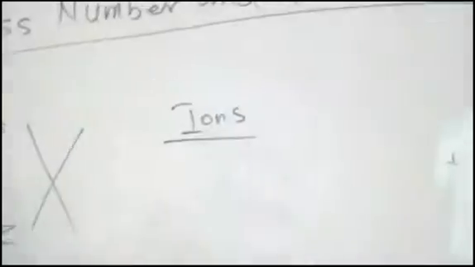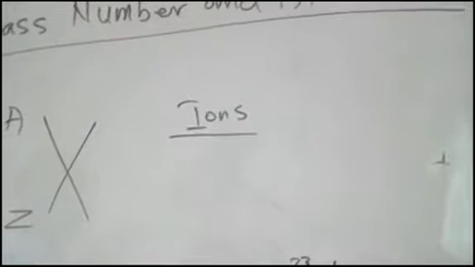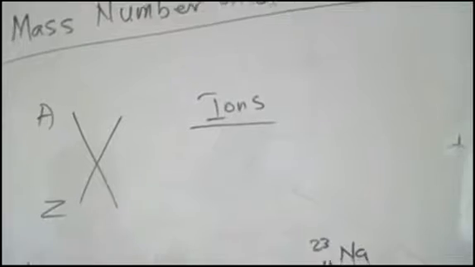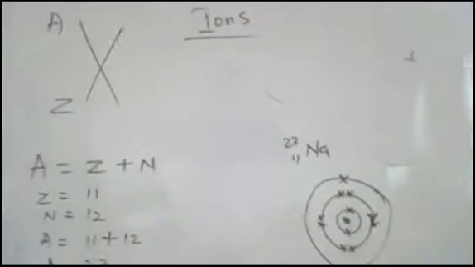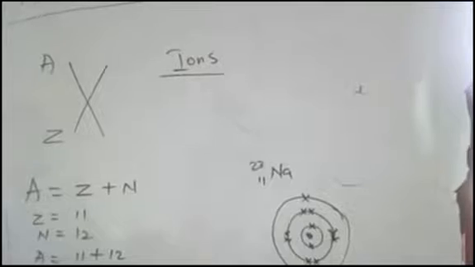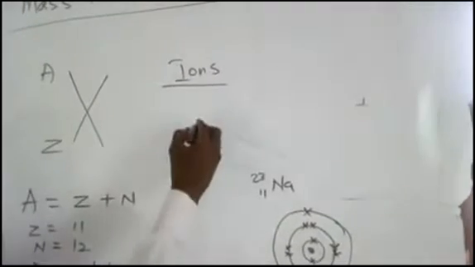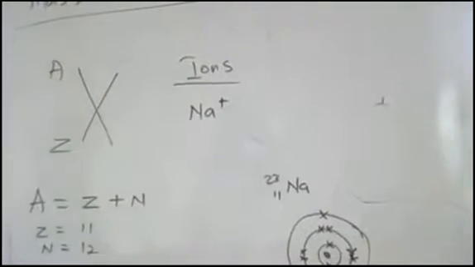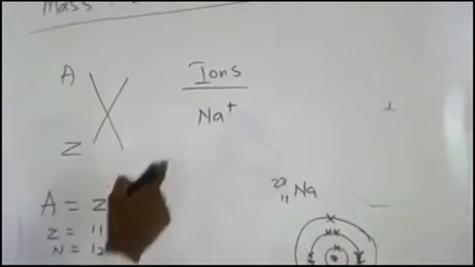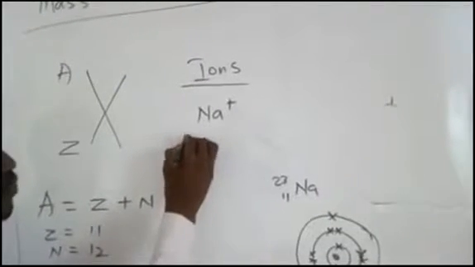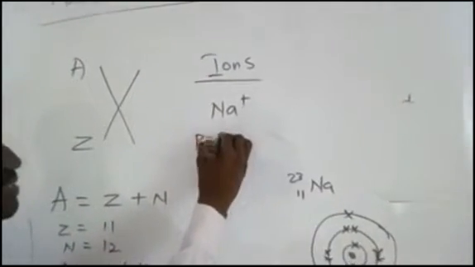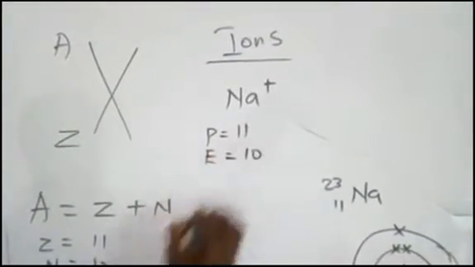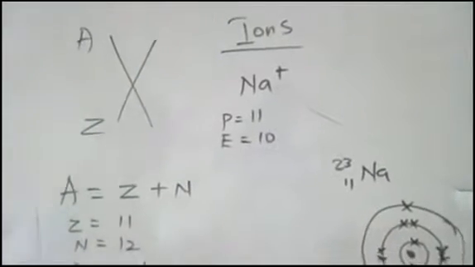Now, what do we call ions? Simply put, an ion is an atom that possesses electric charge, whether positive or negative. For example, we say the sodium ion is Na+, which means the number of protons that we have is 11, but the number of electrons is now 10.